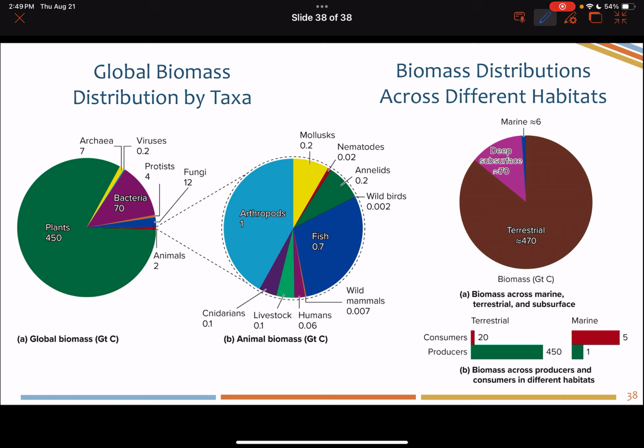So we have the highest biomass in terrestrial areas, marine areas is very, very low, and then deep subsurface. So this is underground. We also have a lot of biomass. That's going to be a lot of our decomposers. So I would encourage you to pause here, just look at this, find some organisms that you recognize, and just look at how they represent our total biomass on Earth.